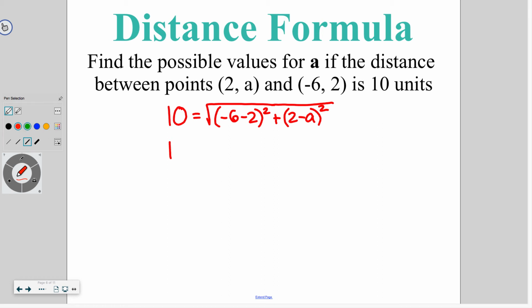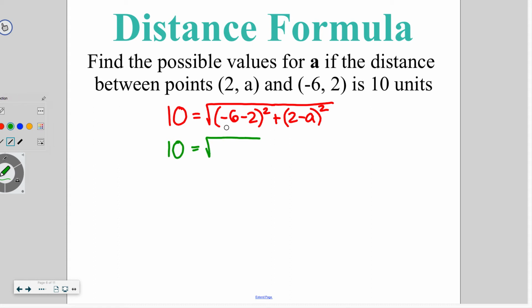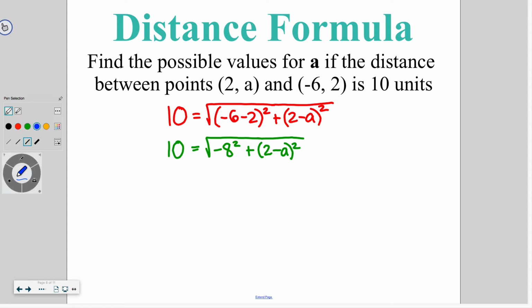So I've got 10 still is equal to the square root of (-6 minus 2 gives me -8) squared, plus, and then I can't simplify this second part, so I'm just going to leave that as (2 minus a) squared. I'm going to keep simplifying because I know that -8 squared is 64.